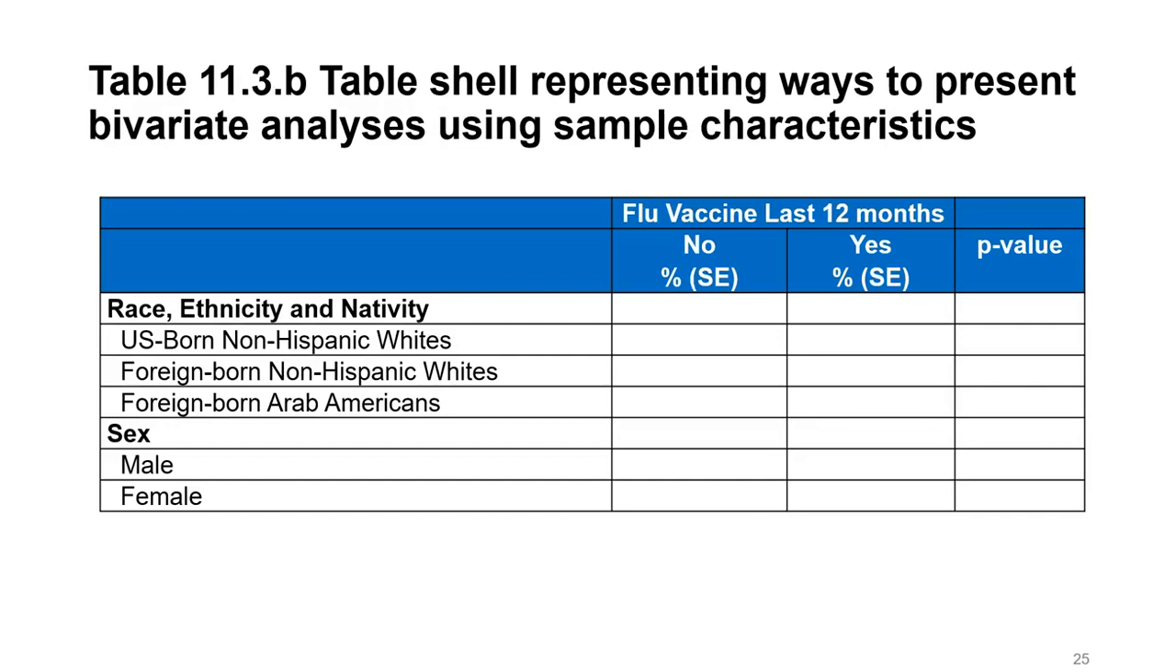Then Table 11.3.b is a table shell representing ways to present bivariate analyses using the sample characteristics. So instead of just coming out and saying the sample size, we may actually include our outcome. So if our outcome is to look at flu vaccine uptake in the past 12 months and look at comparisons by race, ethnicity, and nativity status, then we could take those columns and separate them out by those who did have a flu vaccine and didn't have the flu vaccine, and then include the p-value from our chi-square test results, which is our bivariate analyses showing comparisons between the two variables.